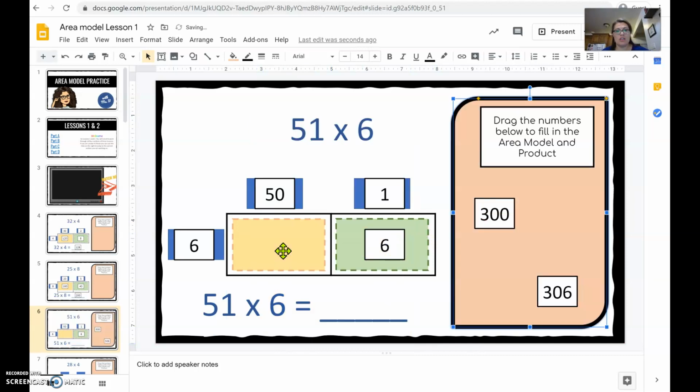Oops. Control Z is your best friend. If that ever happens, hit Control Z, and everything will go back to normal. It's 300. Finally, 300 plus 6 is 306.